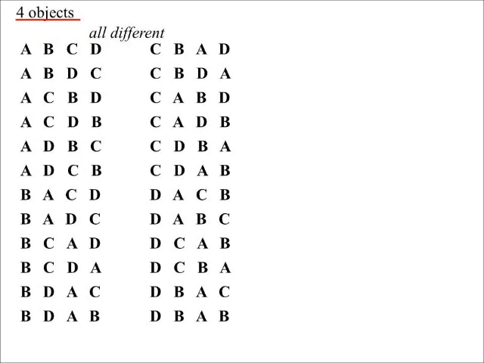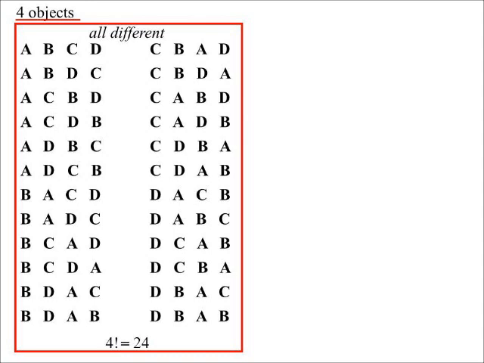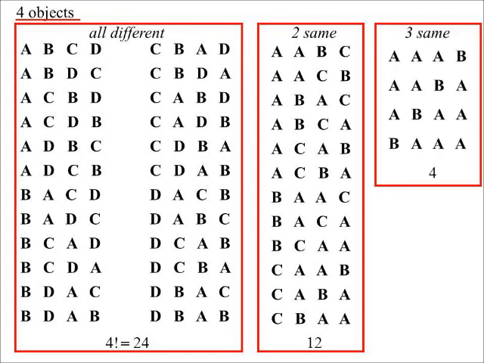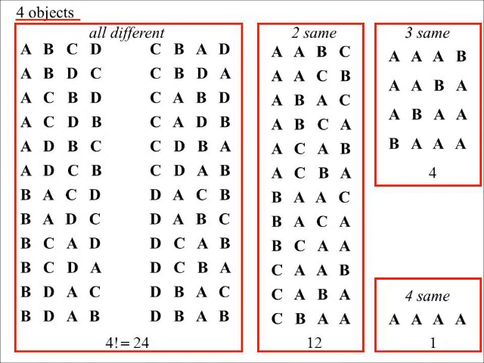No, I'm not going to read them all out. There's 24 of them. If two of them are the same, 12. So yes, 24 to 12. We divide it by 2, maybe. With 3 the same, I've ended up with 4. What am I dividing by? If all 4 are the same, it's now 1. So I'm not just dividing by 2 in that first case.